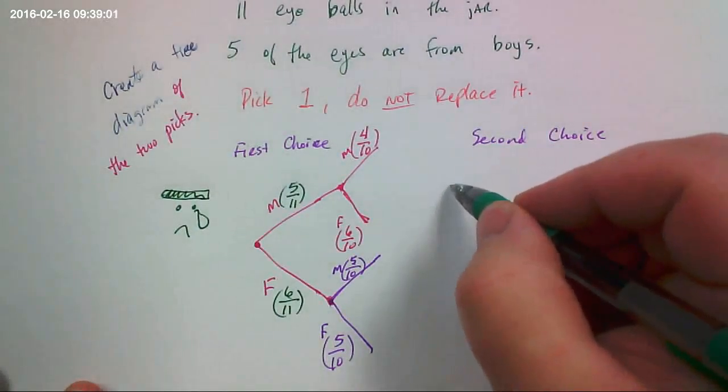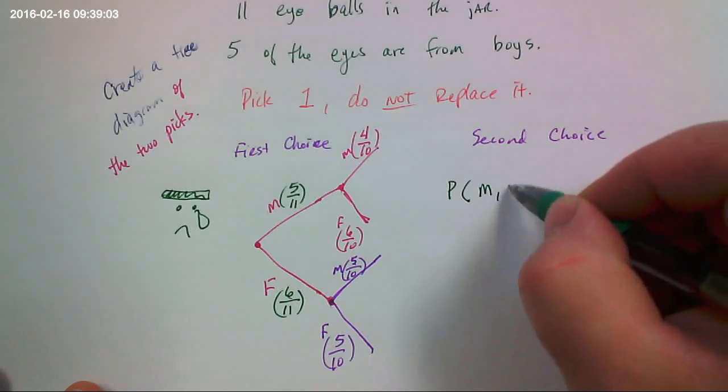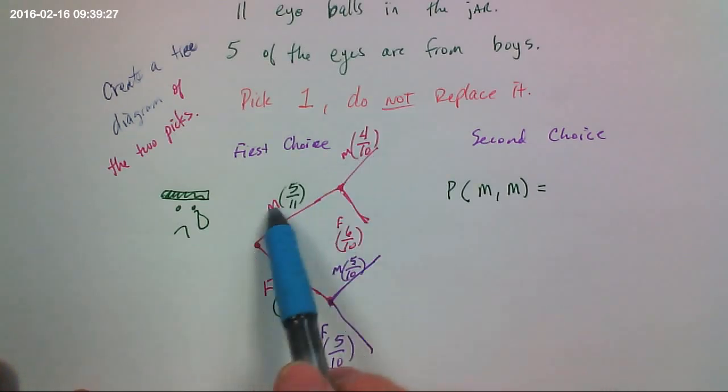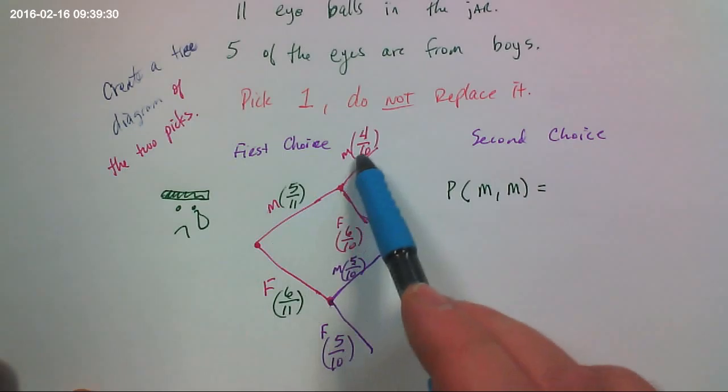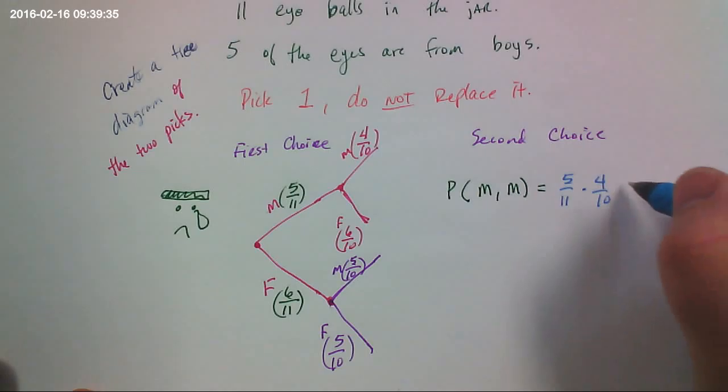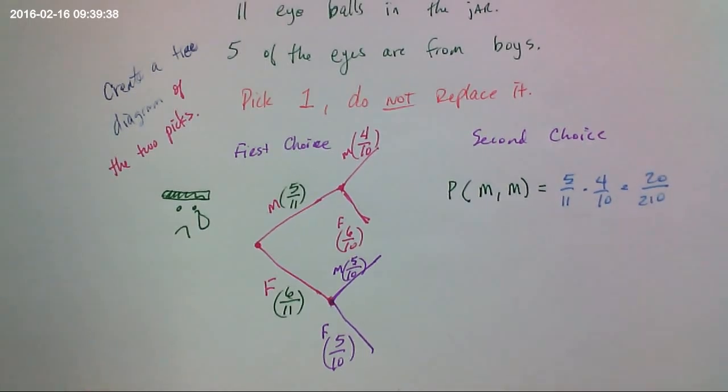Okay, here we go. What's the probability that you choose twice without replacement? So you pick one, and you pick another, and they're both male. Anybody got an idea how to do that? 5, 11, 10, 4, 10. Yeah, because that would be this route right here, right? Do you see? So it would be 5 out of 11 times 4 out of 10. So 20 out of 210. Are we good?